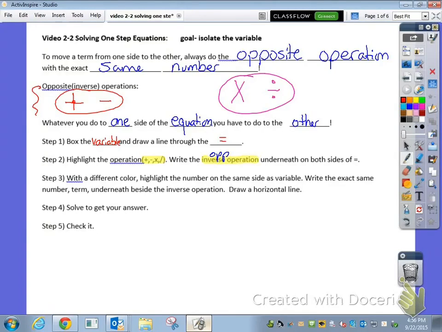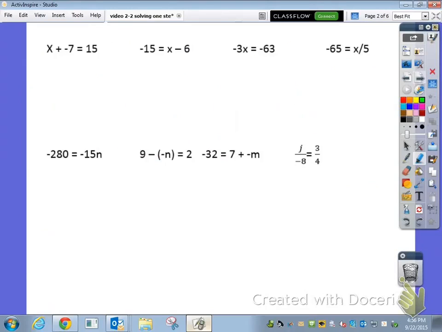So you'll do the opposite operation on both sides, and then after you put the opposite operation, you're going to highlight the number that's behind it, and you're going to use the exact same number underneath it to get rid of it, okay? And then you just solve it in the calculator and you check it. So let's try some, okay?